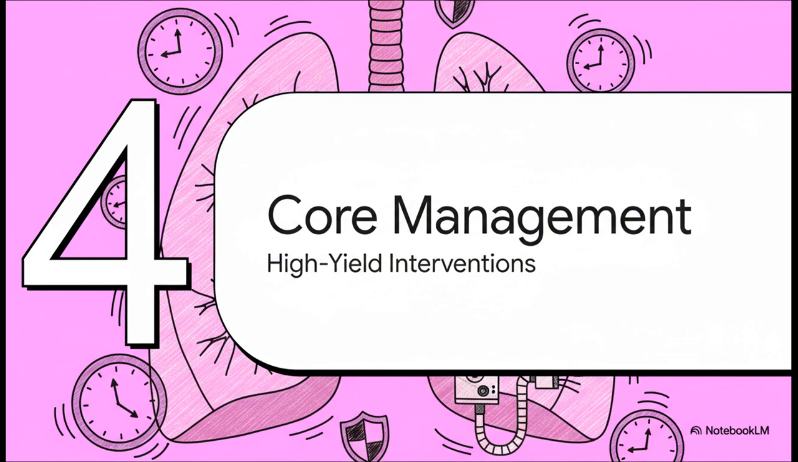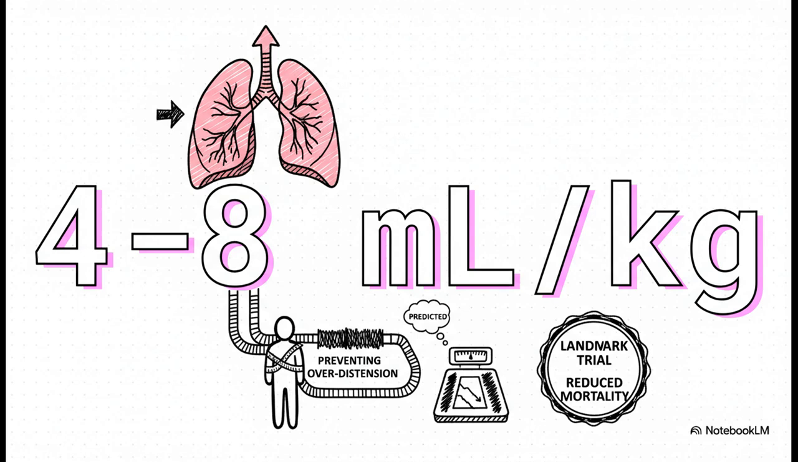All right, once you've made that diagnosis, the clock is ticking. The management is mostly supportive care with a huge focus on one thing: protecting the lungs from any more damage, especially damage from the ventilator itself. Okay, here's the first of 2 numbers you absolutely have to memorize: 4 to 8 mils per kilogram. This is your target tidal volume for lung protective ventilation.